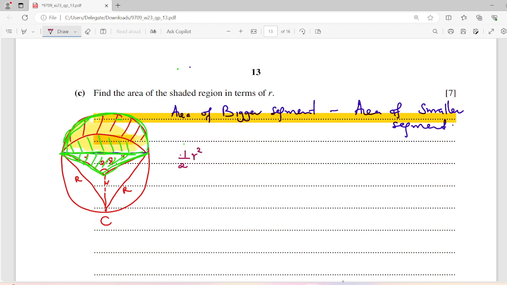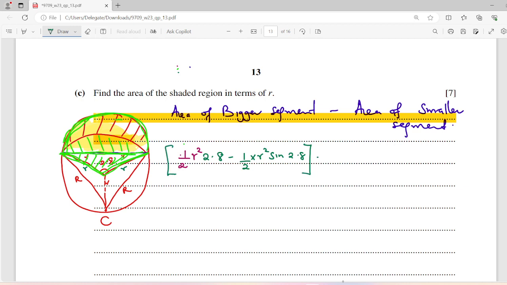R squared theta, minus, and the theta in that case is 2.8. And I'm subtracting the area of a triangle. If you have two sides known and an angle, we say a half AB sine C. So a half r squared sine 2.8. Then minus the area of a smaller segment.